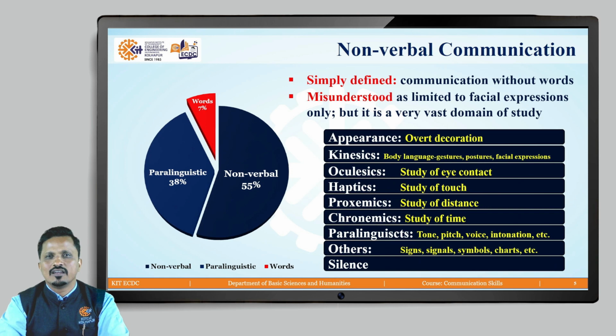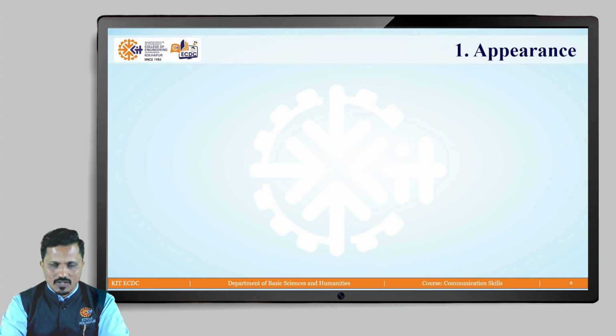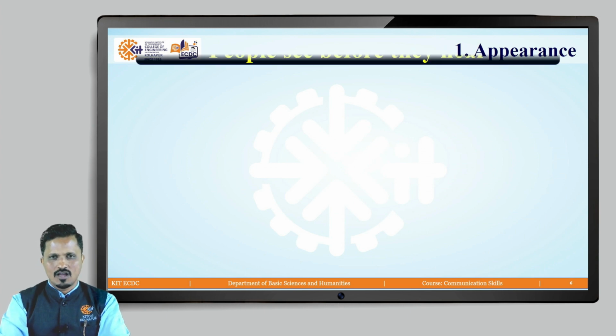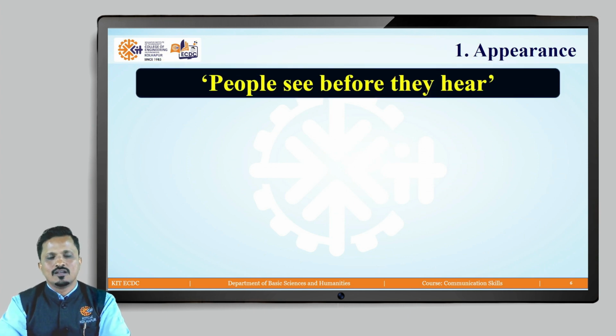As we have seen earlier: appearance, kinesics, oculesics, haptics, proxemics, chronemics, paralinguistics, some others, and silence. These are the aspects of non-verbal communication, and we are going to discuss all of them in detail in our further lessons. So let us start with appearance and how appearance matters.